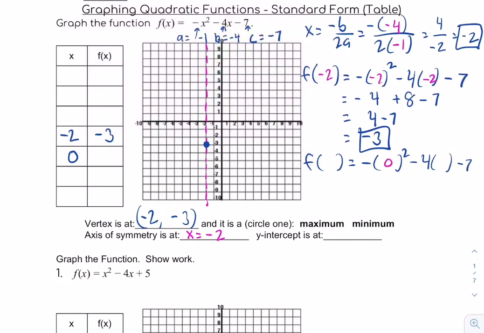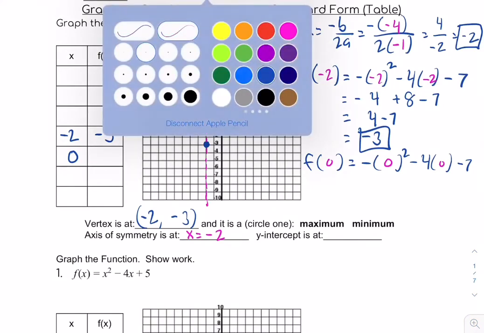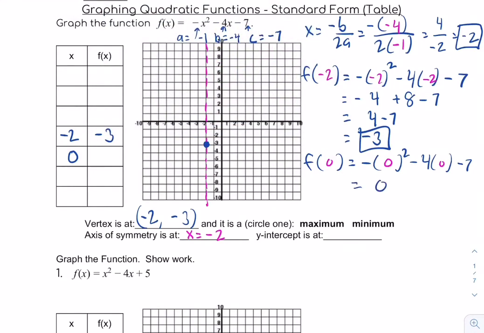So we substitute 0 for x in f of 0 now. And that makes it a lot easier because 0 squared is 0. Negative 4 times 0, 0. Right, so you're just left with negative 7. Okay, so one of those points is 0, negative 7. So we substitute 0, we found a point. And at 0, negative 7, we graph that. It's right here.